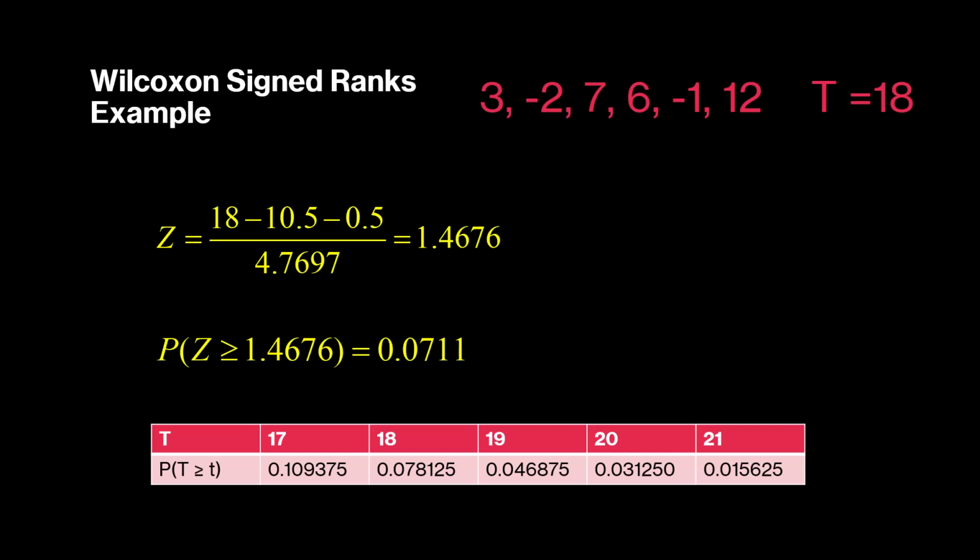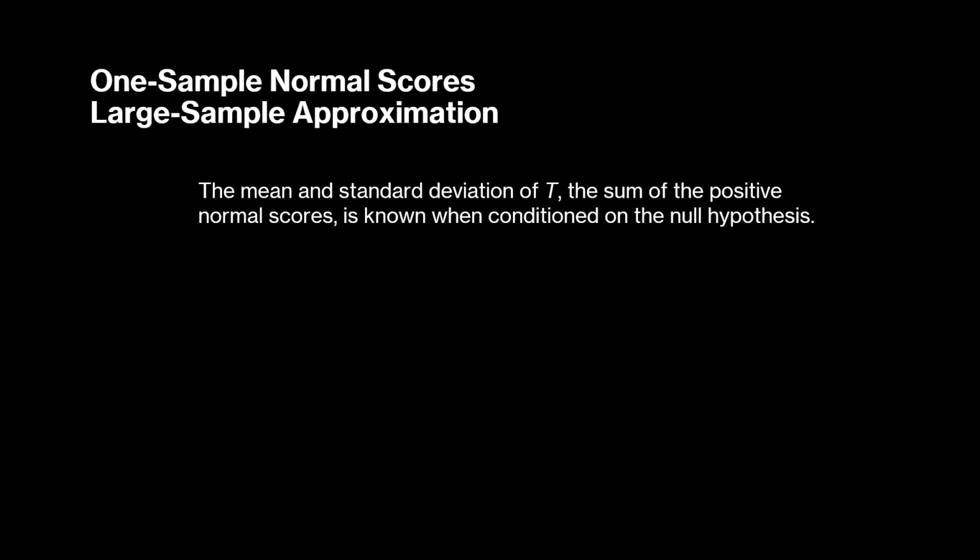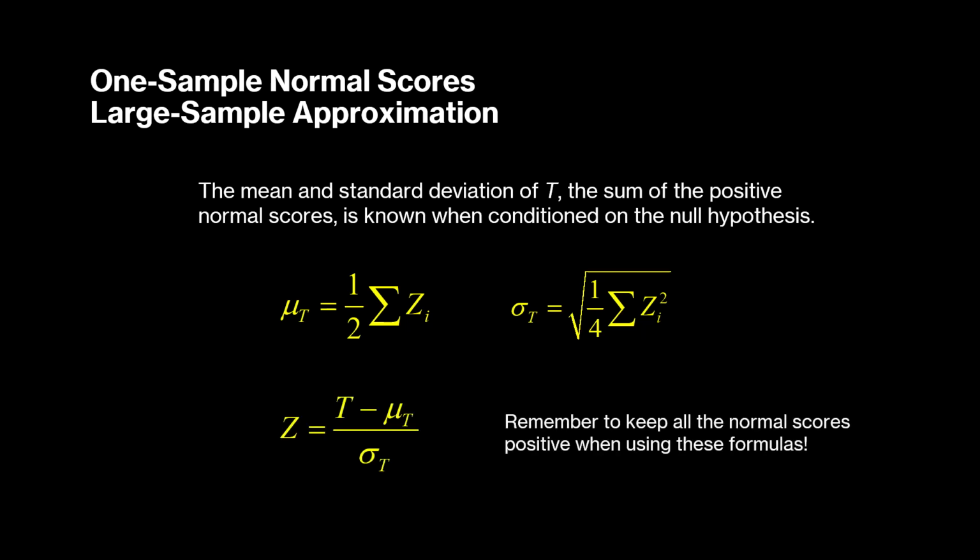Let's do one more example. Let's use normal scores and calculate the large sample approximation. The mean and standard deviation of t, this time the sum of the positive normal scores, is known when conditioned on the null hypothesis. Here's the mean, here's the standard deviation. By the central limit theorem, t is distributed as a normal distribution, so we will calculate z by taking t and subtracting the mean of t and dividing by the standard deviation of t.